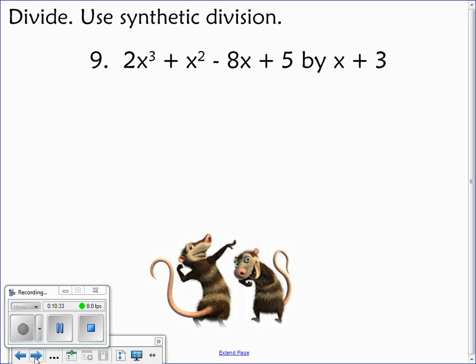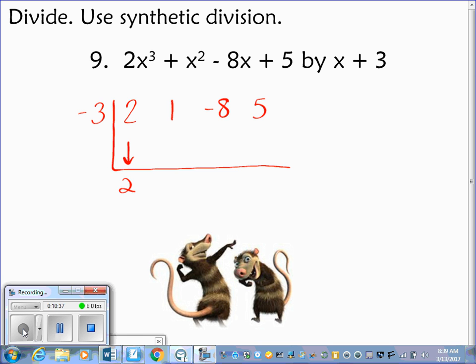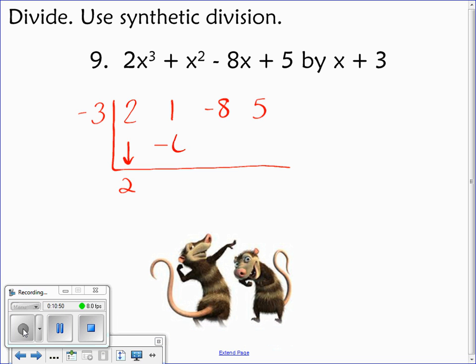All right, guys, why don't you go ahead and try number 9 on your own. Give it a go. All right, so on here, I went ahead and set it up, put all my coefficients. Should there be any x's anywhere on your page when you write that down? No, don't write any x's there. All right, so then we multiply. -3 times 2 is -6. 1 minus 6 is -5. -3 times -5.